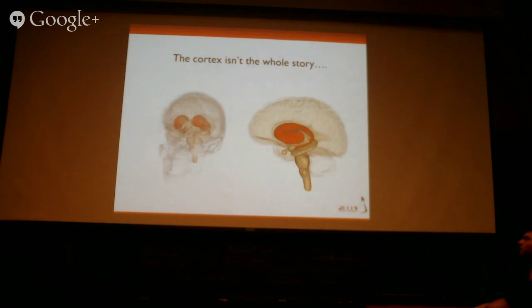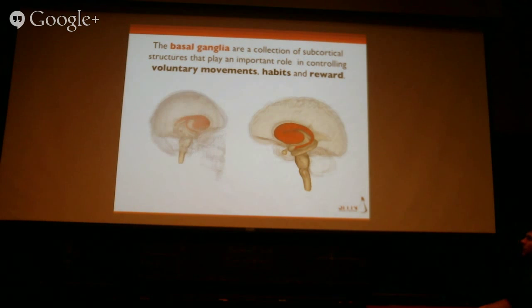Okay, so the part I'm going to talk about today is called the basal ganglia. The basal ganglia can be simply defined as a collection of subcortical structures that play an important role in controlling voluntary movements, habits, and reward.